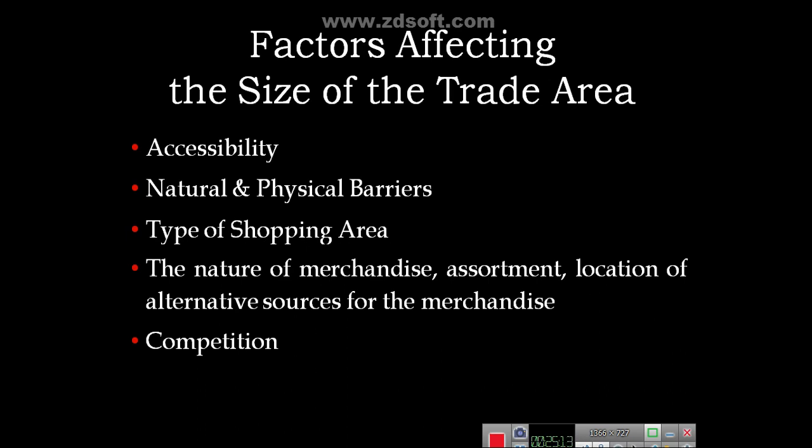First thing is accessibility, whether the target customer can easily reach the store. That is the first criterion. Then natural and physical barriers, if any. Take something like a divider on the road. If there is a double road with a divider, and your store is on the left-hand side, customers from the right-hand side will not be able to come to the left-hand side with their vehicles. Next, the type of shopping area, the nature of merchandise, assortment, and location of alternative sources for the merchandise.